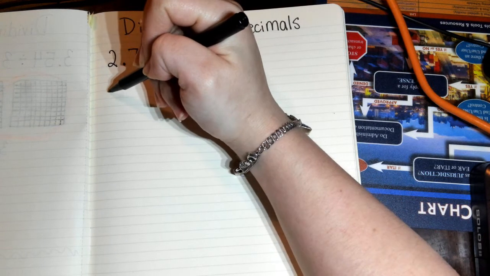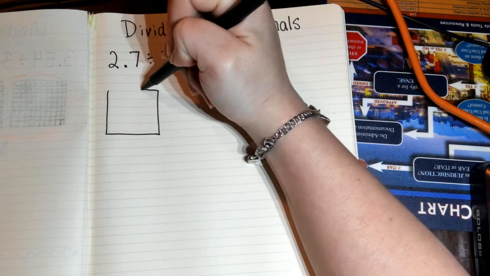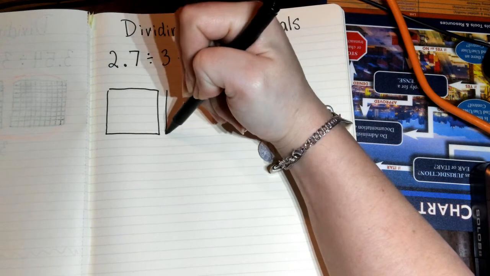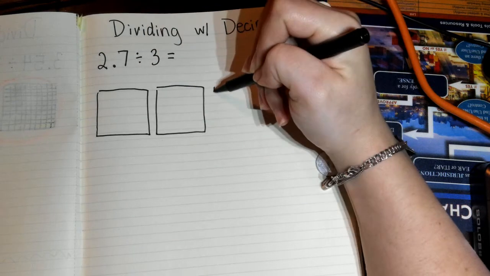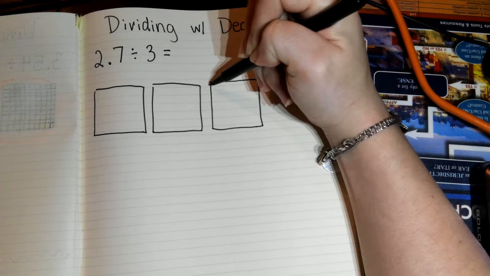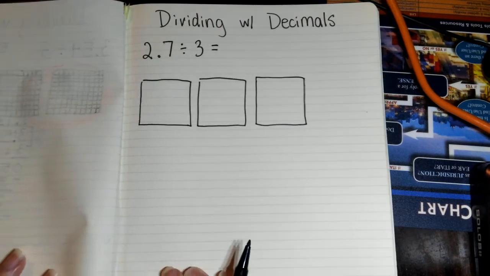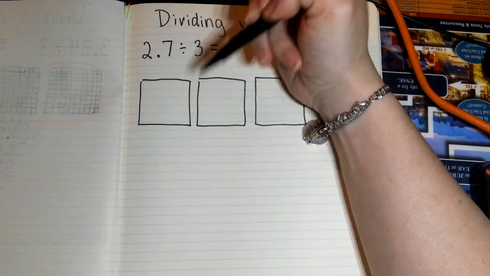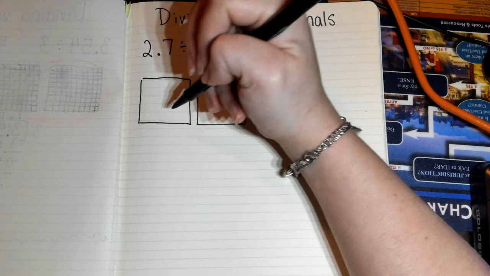So on your paper, go ahead and create 3 squares. 1, 2, 3. Make them pretty decently sized because, again, you're going to have to split them into hundredths, so you want them to be a good size. So to make these into hundredths grids, we need to make 9 vertical lines and 9 horizontal lines.